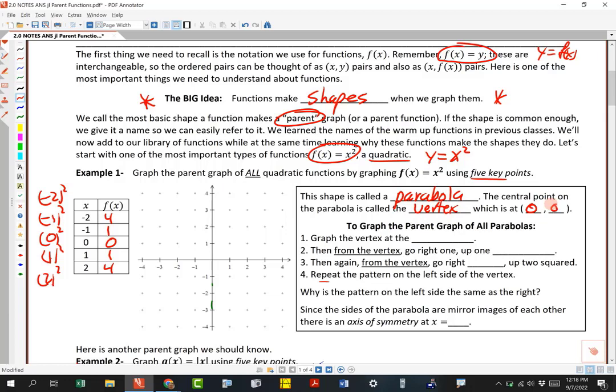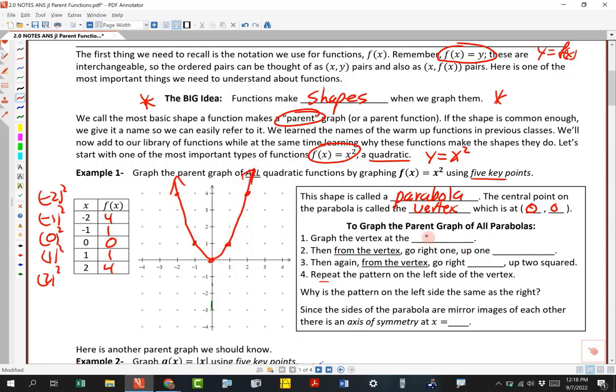So we're going to go ahead and graph this right here. We're going to graph 0, 0, and then 1, 1, and then 2, 4. Got to go up a little bit further. And then back 1, up 1 squared, back 1, up 2 squared. And then this is the shape right here. And the pattern that we can use is right here.